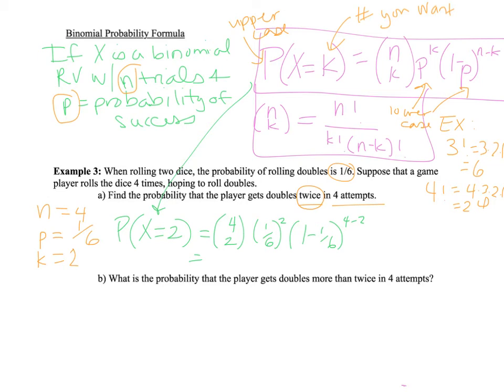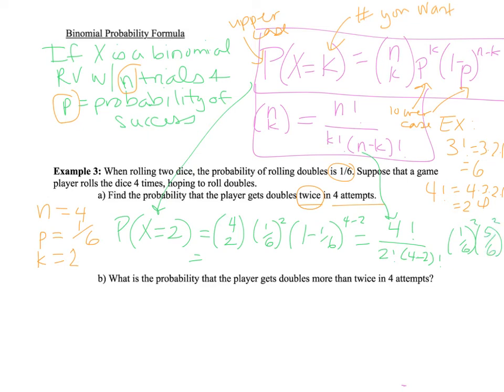So what's going to happen now is I have something kind of long to work out. It's not impossible, but it's not easy either. It's just a little complicated. I'm going to now use the formula from above. I have 4 factorial over 2 factorial times 4 minus 2 factorial, times 1/6 squared times 5/6 squared.